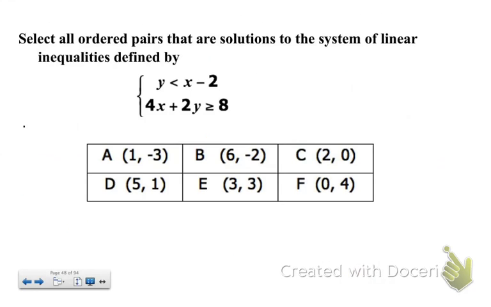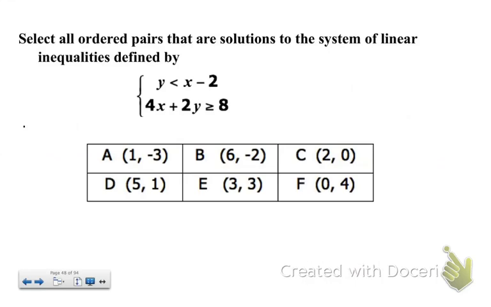Okay, select all ordered pairs that are solutions to the system of linear inequalities. The best way to do this is just to take each point and plug it into both and make sure that it makes both true. Something else you could do to double check would be to put both in slope-intercept form, graph it on your calculator, and then see which ones fall in the intersection of the two inequalities.